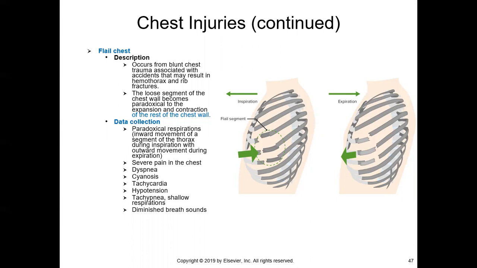How does the patient present if the patient has a flail chest? Paradoxical respiration, severe pain in the chest, shortness of breath or dyspnea, cyanosis, because tissue does not get enough oxygen, a blue discoloration called cyanosis, tachycardia, hypotension, tachypnea, and diminished breath sounds.